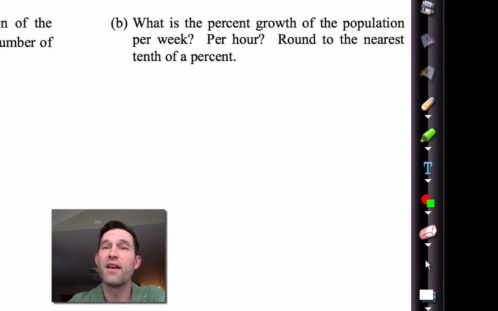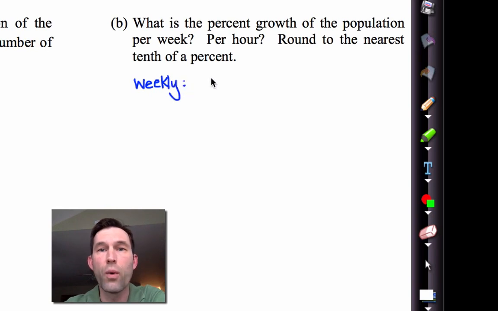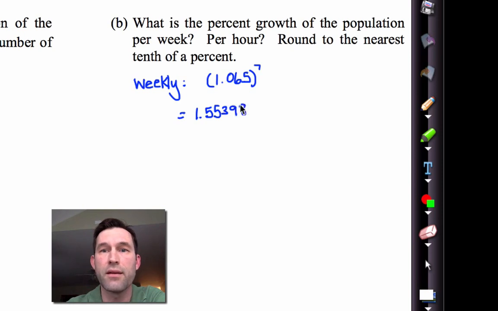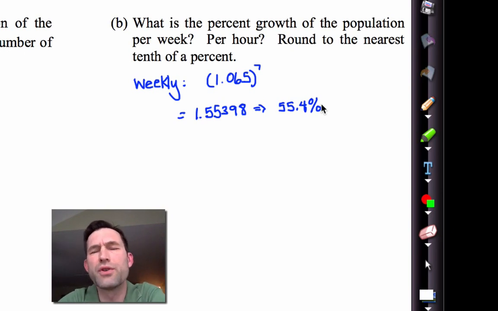All right, let's take a look at it. If we want to think about it on a weekly basis, then the real question is, again, if we were going to multiply just once, what would we multiply by? Well, we know we're getting to multiply by 1.065 per day, so after a week we get to multiply by that 7 times. If we work this out on our graphing calculator, or any calculator, it's 1.55398, and so that leads us to understand that our weekly growth rate is 55.4%.